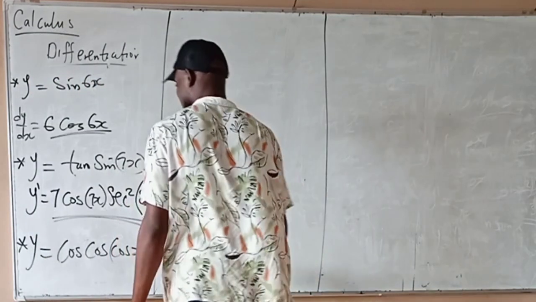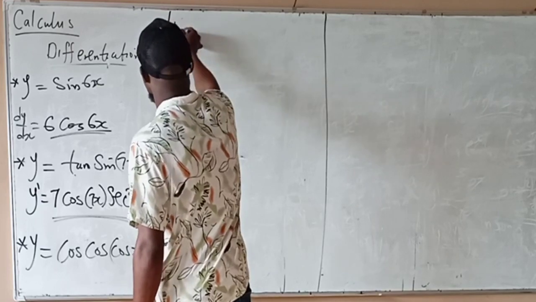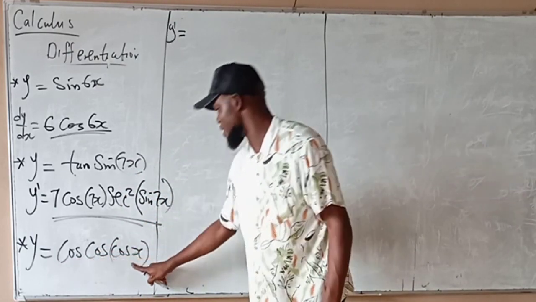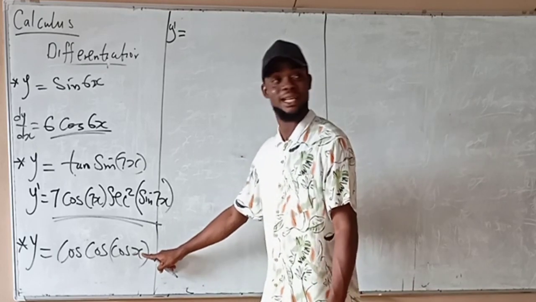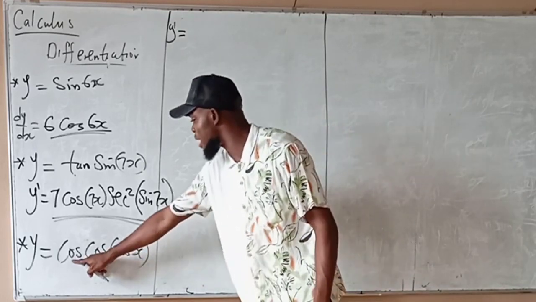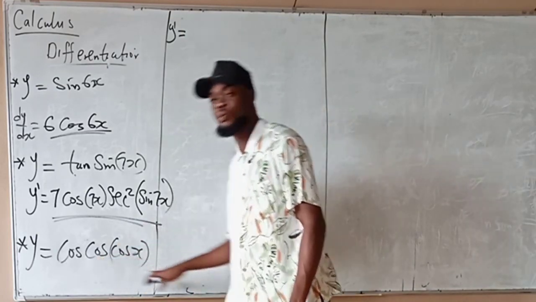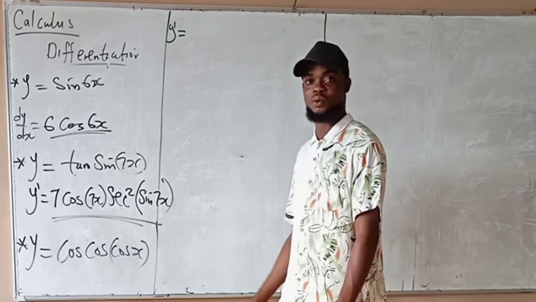Can you see that? What will be y prime? Just what is the last function here? We have cos x; this is the last one. The one that is carrying s here is the last one. If everything is carrying s, it's not a chain rule. We use another method to differentiate the question.